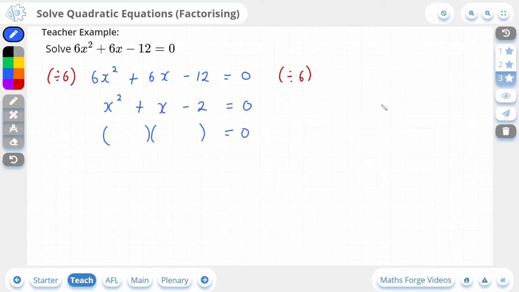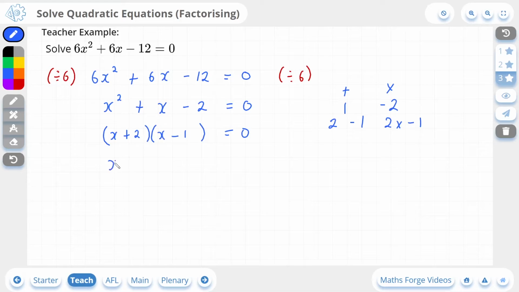And we need to think of 2 numbers that multiply to give us negative 2, this number at the end here, and they add to give us the number in front of the x. And since there's no number there, it's actually a 1. So the 2 numbers I'm thinking of that multiply to give us negative 2, don't forget, to get a negative number through multiplication, one of them has to be positive and the other one has to be negative, is going to be 2 and minus 1. 2 minus 1 gives us 1, and 2 times negative 1 gives us negative 2. So our 2 numbers are going to be positive 2 and negative 1.